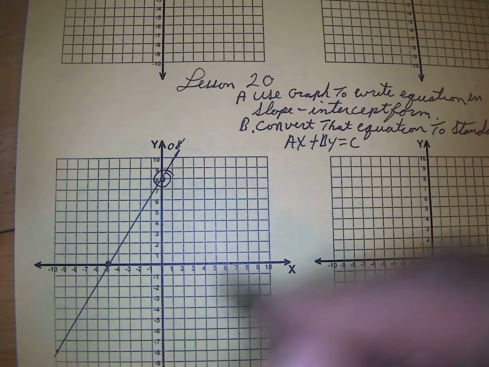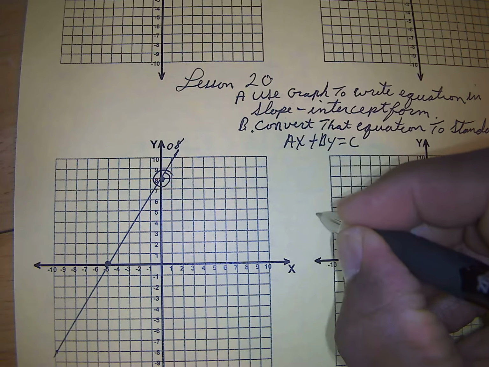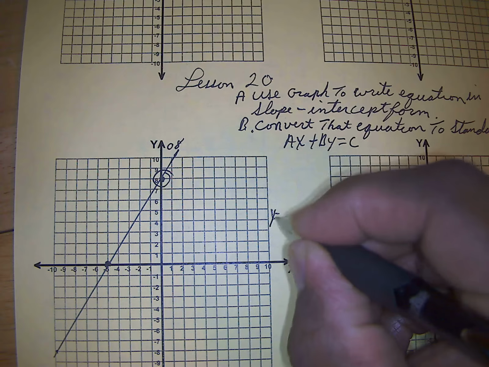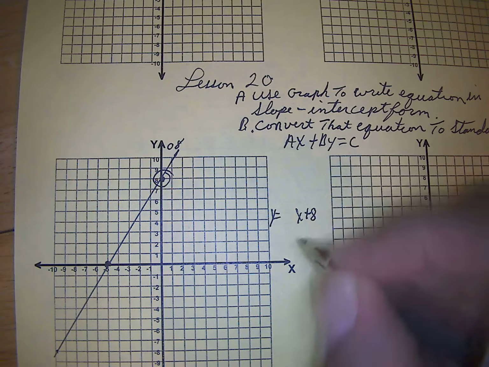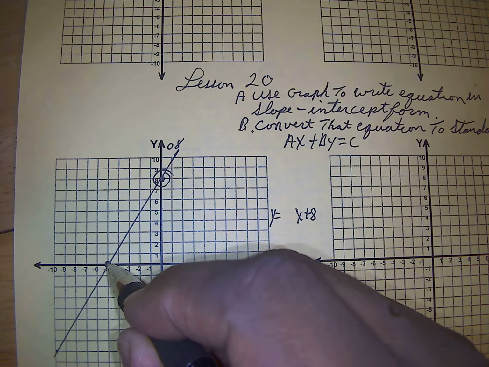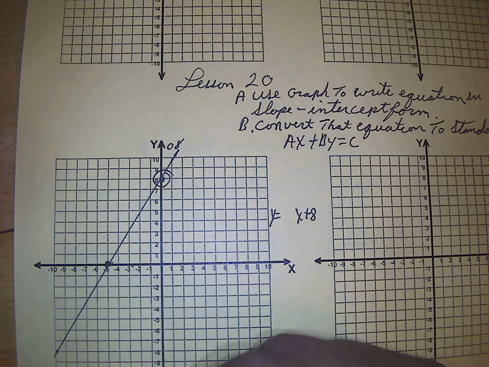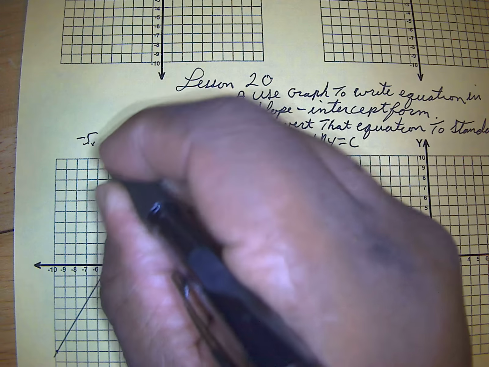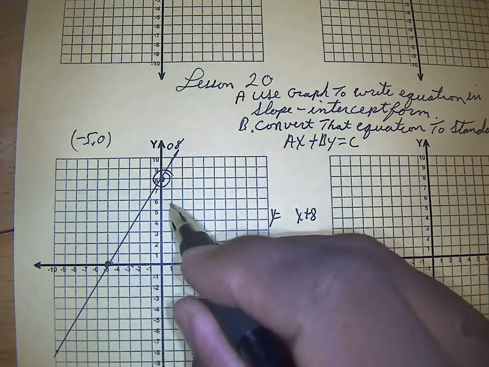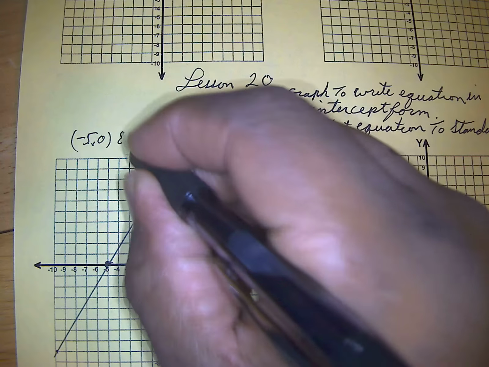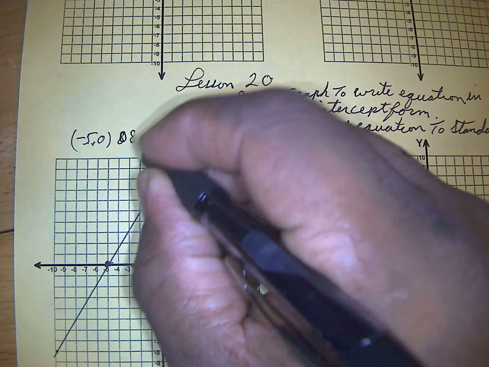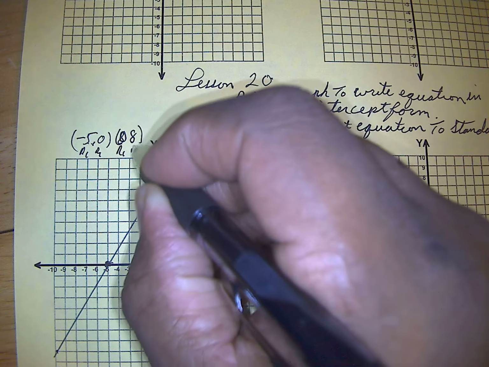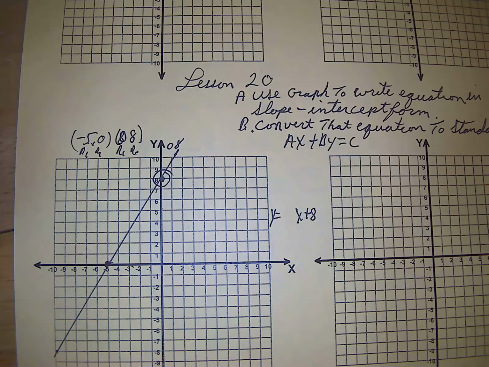I know then that I have this 8 plus. I know the rest is going to be y equals something times x. Now I have a point here. This is (-5, 0). So I have (-5, 0), and then I have (0, 8). Now this is my P1 and my P2 and my R1 and my R2. This is still just as easy as it ever was.